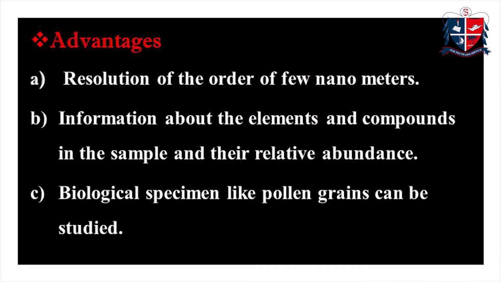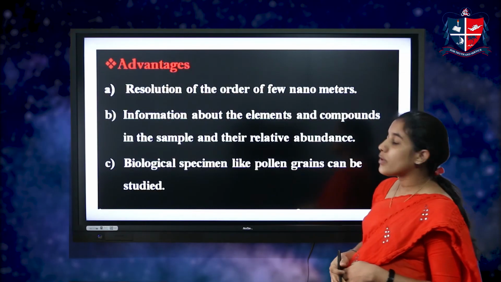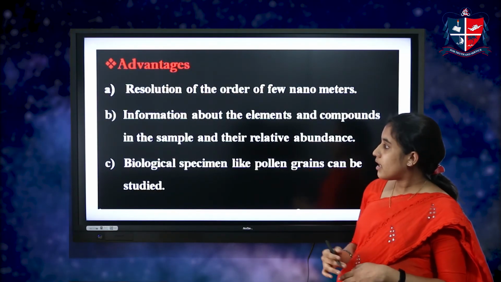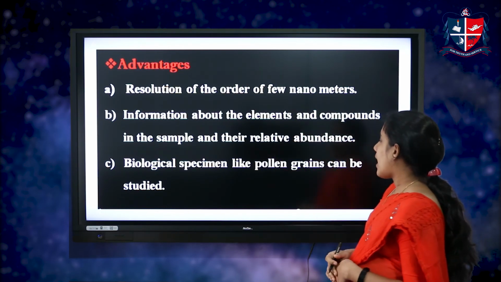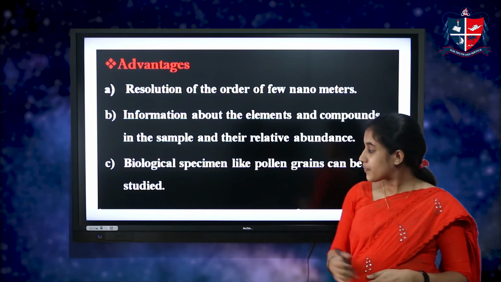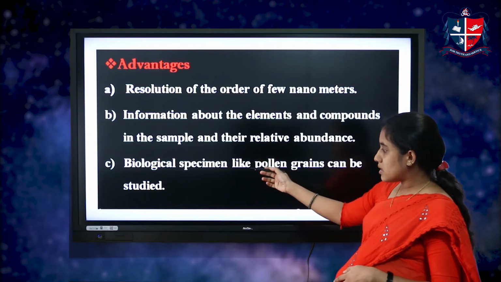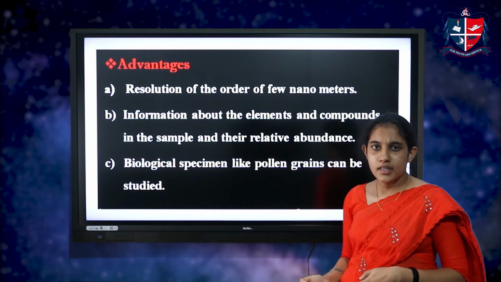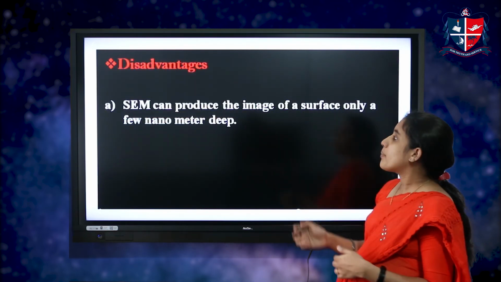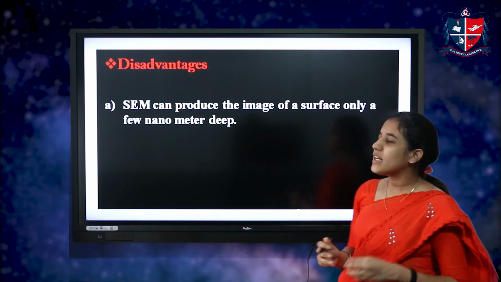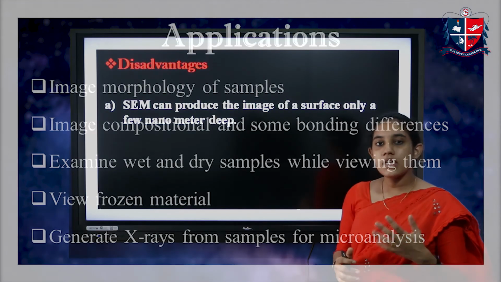Advantages of the scanning electron microscope. First, the resolution is on the order of a few nanometers. Second, we get information about the elements and compounds in the sample and their relative abundance. Third, biological specimens like pollen grains can be studied. The disadvantage is that it can produce an image of the surface only, a few nanometers deep.